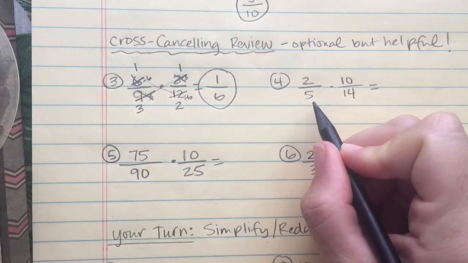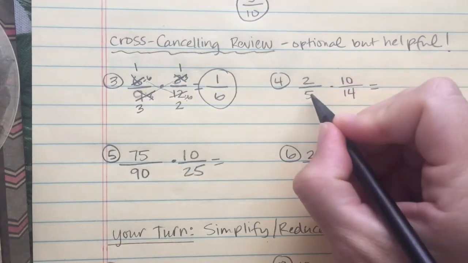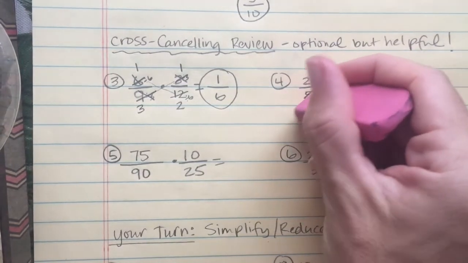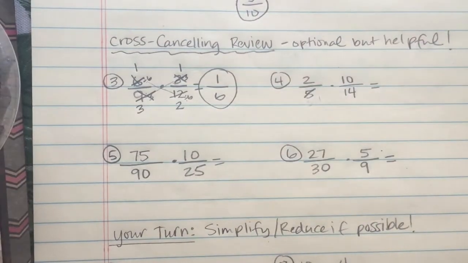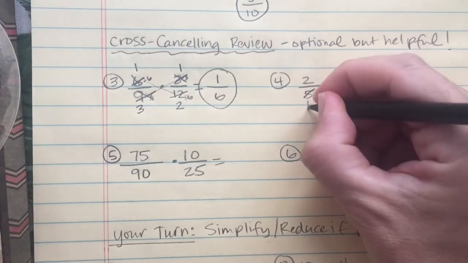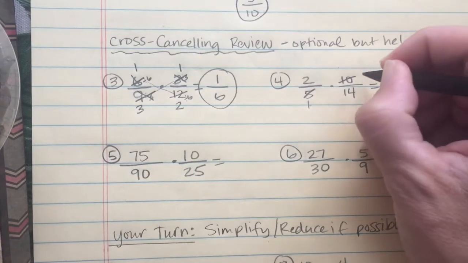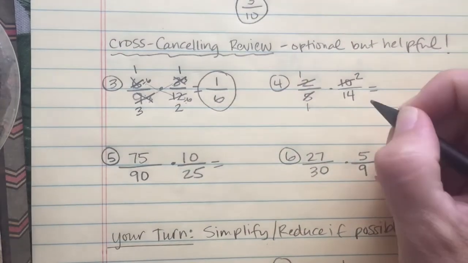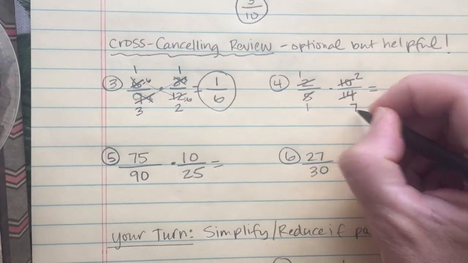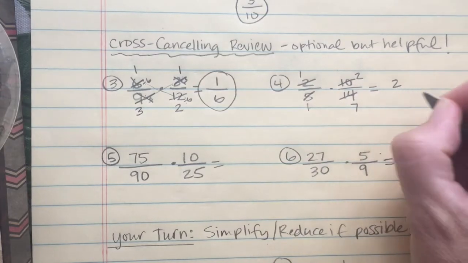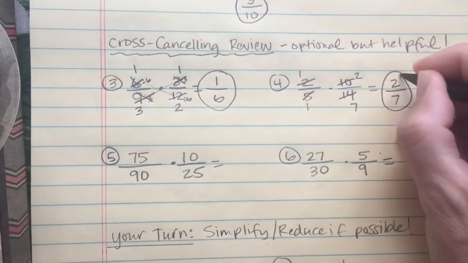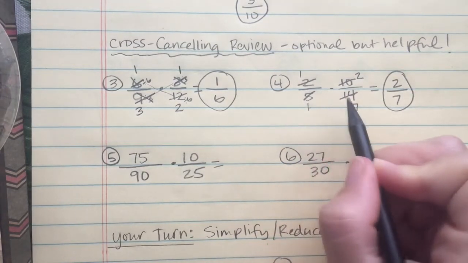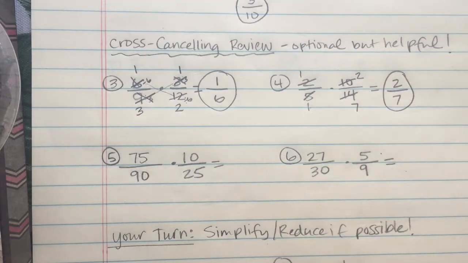So number 4, cross-canceling. I would divide the 5 by 5, which is, oops, sorry, this is why we do math in pencil. 5 divided by 5 is 1. 10 divided by 5 is 2. 2 divided by 2 is 1. 14 divided by 2 is 7. 1 times 2 is 2. 1 times 7 is 7. So that's a little bit easier, I think, than having to work out on the side 5 times 14, because I don't know that automatically in my head.